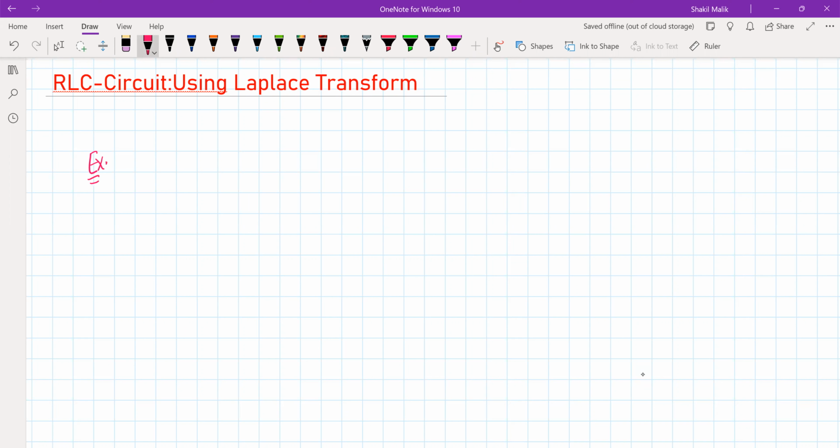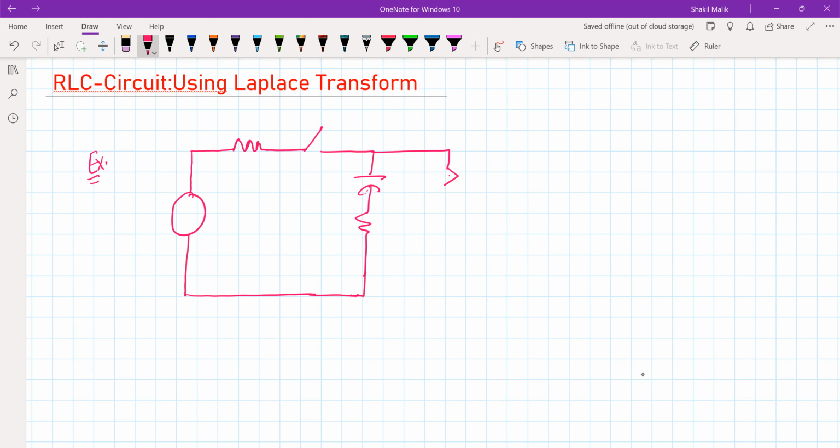So let me write the problem first. We have a resistor here. There is a voltage source here. And we have a switch here, and there is a capacitor. Then we have an inductor here, and we have a resistor here.